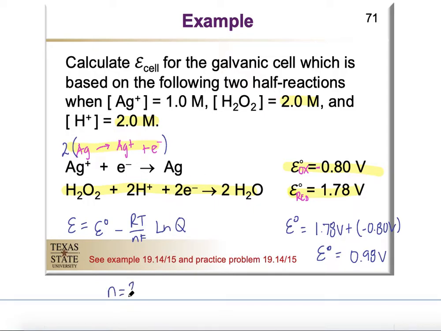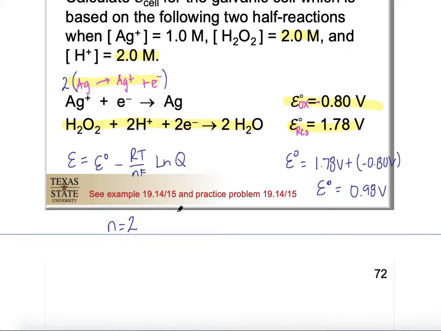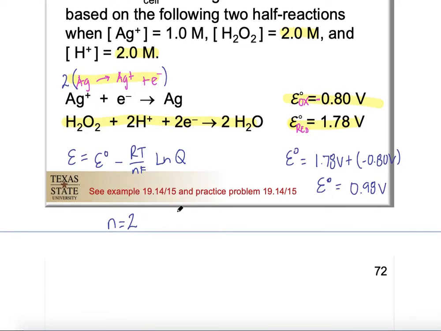Now I'm going to go ahead and write that here. Again, n is the number of electrons that is being transferred overall between the two equations. F, we know it, and then the last thing that we need is Q, our reaction quotient. So let's work on the reaction quotient right now. To be able to figure out the reaction quotient, we actually need the overall balanced equation. So that's what we're going to work on now.